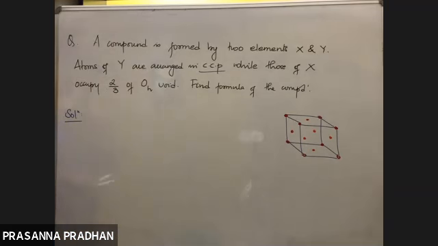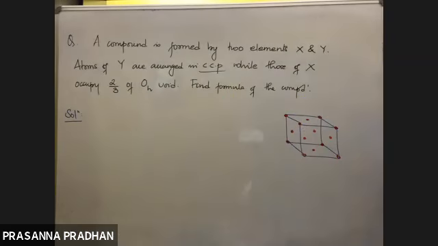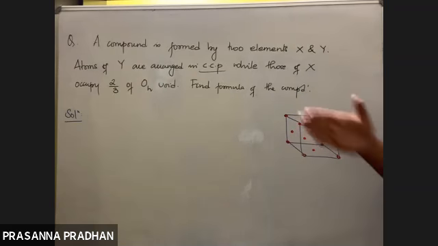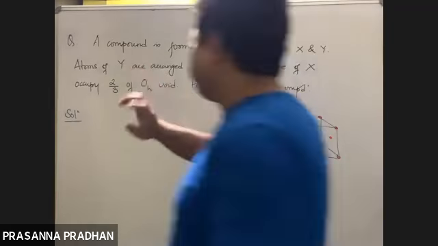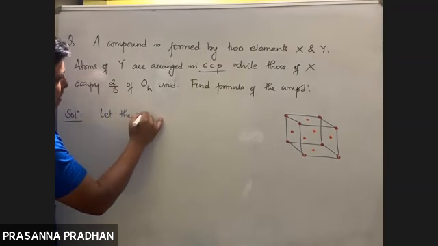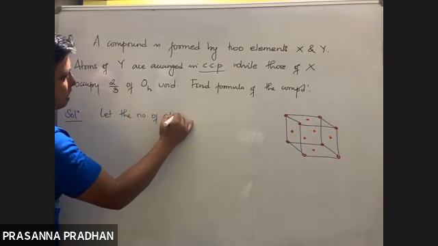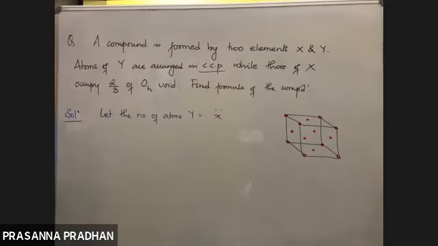Okay, now मुझे पता है CCP में total atoms कितना है? FCC में 8 यूनिट से में कितना एटम होता है? But I'm not concerned. मैं assume करता हूँ मुझे पता नहीं. So I'll just assume let the number of atoms Y equals to say X or N whatever. मैं X लिख लेता हूँ. मुझे पता है ये वैल्यू 4 है लेकिन चलो मैं मान लेता हूँ, सपोज एग्जाम में भूल गए.